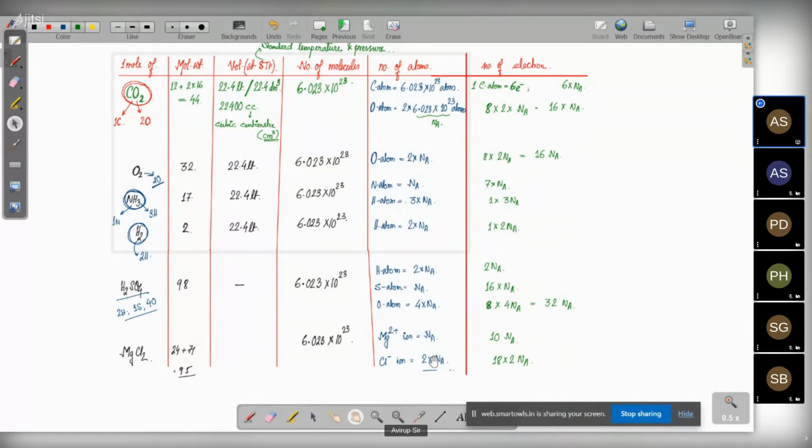Have you understood? I want a reply from the others. What about the others? Is it clear? Yes, sir. Okay. So that is the mole concept.